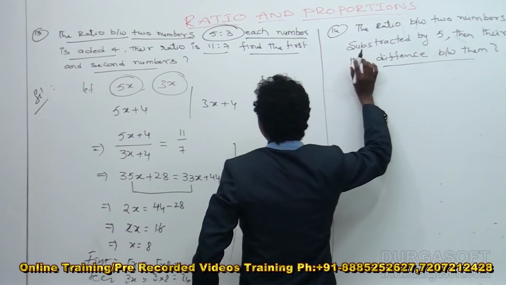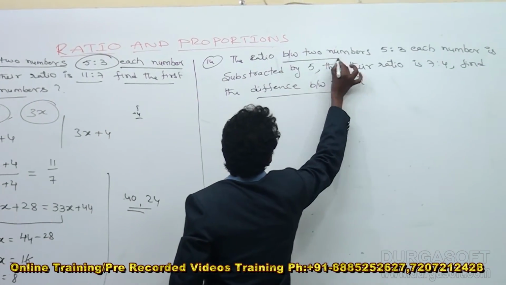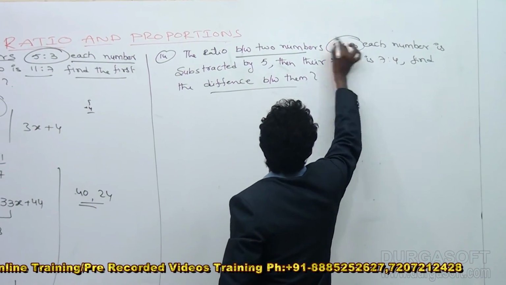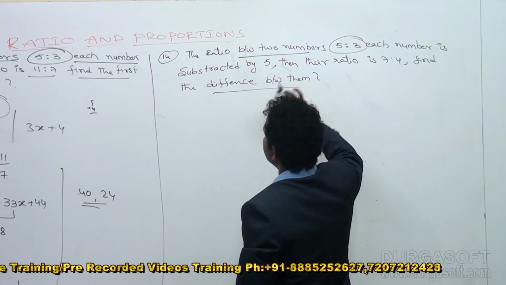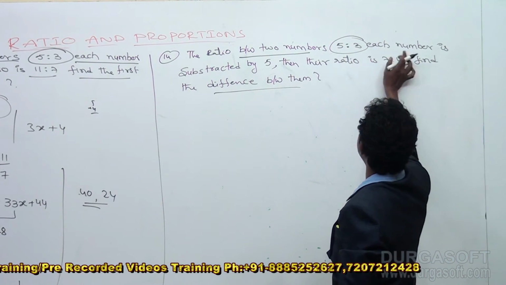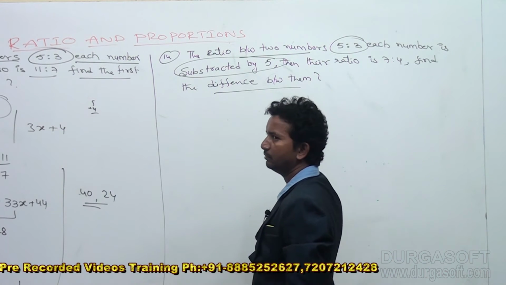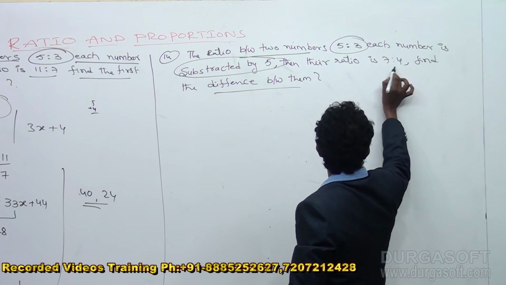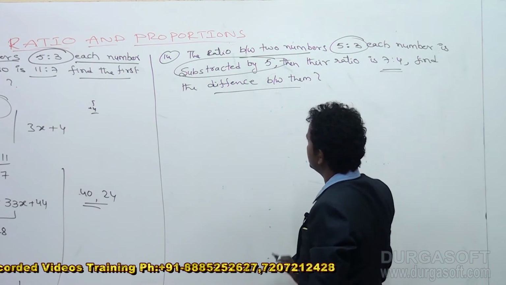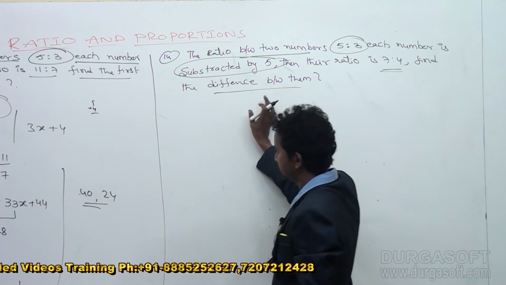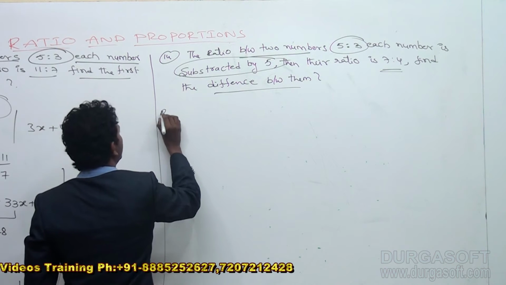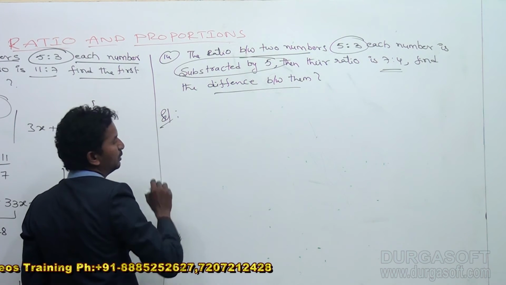Now the 14th problem: the ratio between two numbers is again 5:3. Okay, the problem I am taking first. Each number is subtracted by 5. Then the ratio is 7:4. Find the difference between them. Now the solution part, I am taking the solution part.